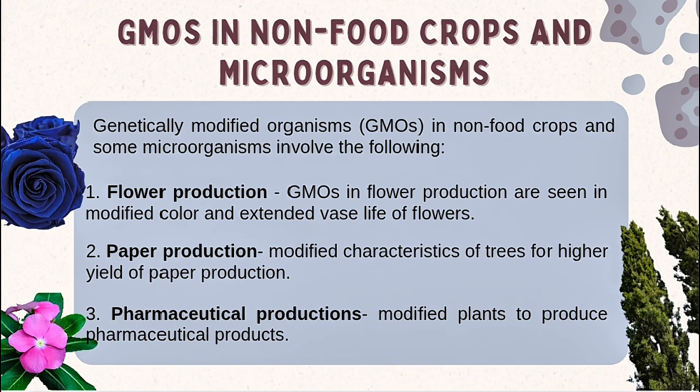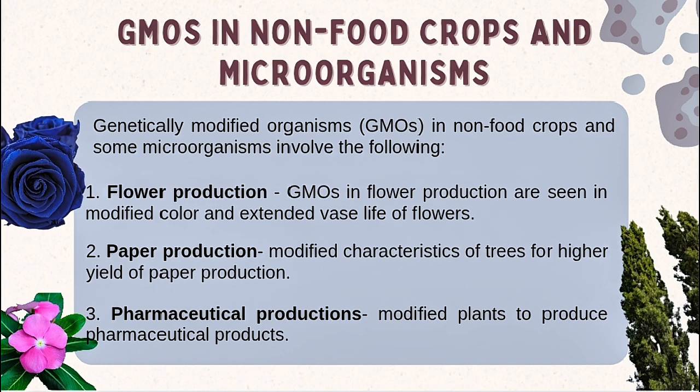GMOs are used in pharmaceuticals or the production of medicines. Some plants are modified to produce substances that are useful for drug making. For example, the periwinkle plant naturally produces a compound called vinblastine, which is used to make medicine for cancer treatments like Hodgkin's lymphoma. Scientists insert bacteria genes into the periwinkle plant to help it produce even more vinblastine.